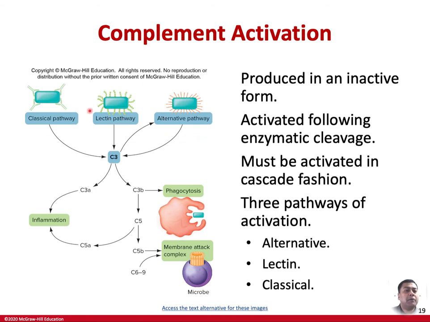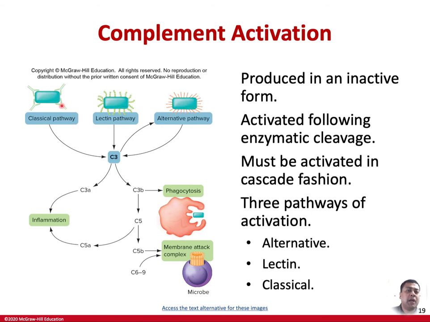The classical pathway happens if there is a microbe bound to antibodies, which can trigger the classical pathway. On the other hand, if the microbe contains some specific type of lectins on its surface, usually specific sugars like mannose, that can trigger the lectin pathway. The alternative pathway is triggered by some specific type of molecules present on the microbial surface.